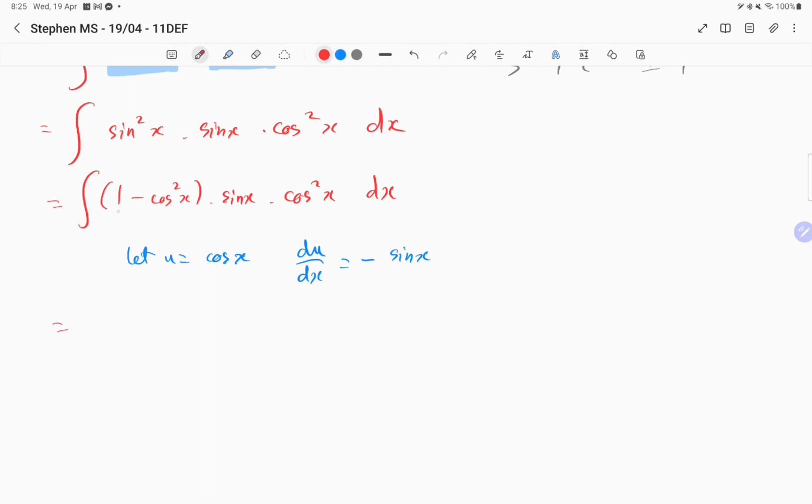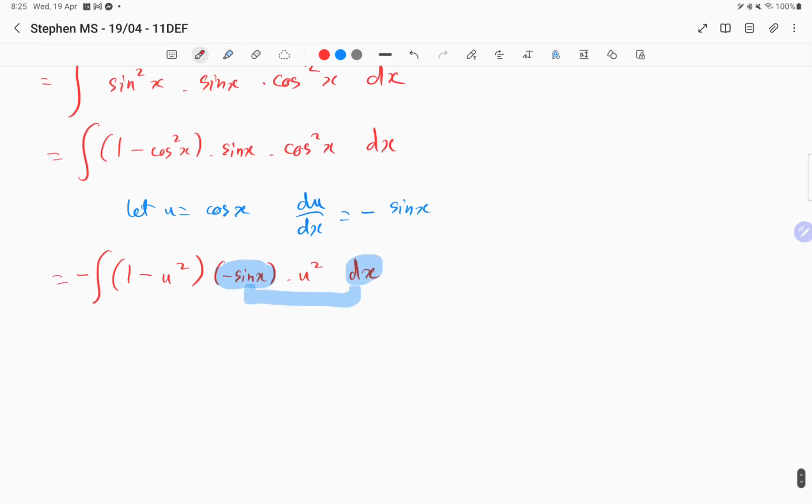All right, so that would be the antiderivative of 1 minus u squared. In order to get negative sine x, you need to put a negative there, and you need negative sine x in here. And cos squared x is just u squared dx. Now this thing with this thing together would turn into du, so it cancels. So minus of, and now you times the u squared into the bracket, so it'll be u squared minus u to the power 4, du.